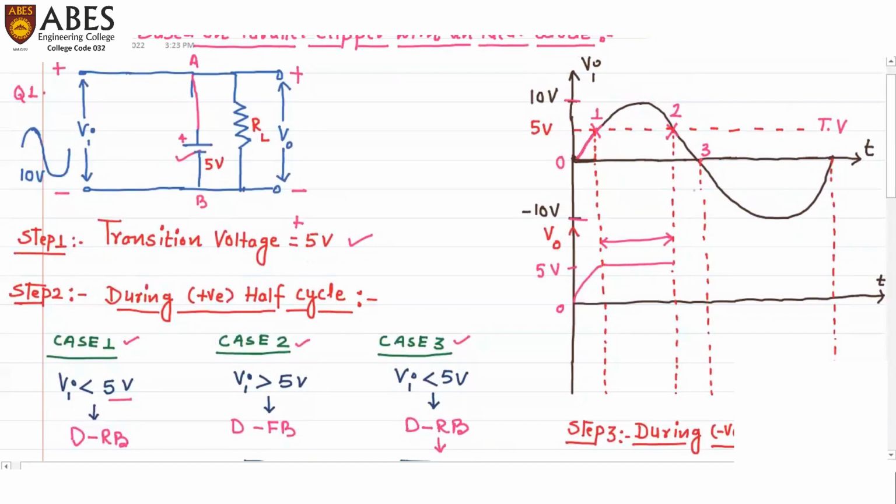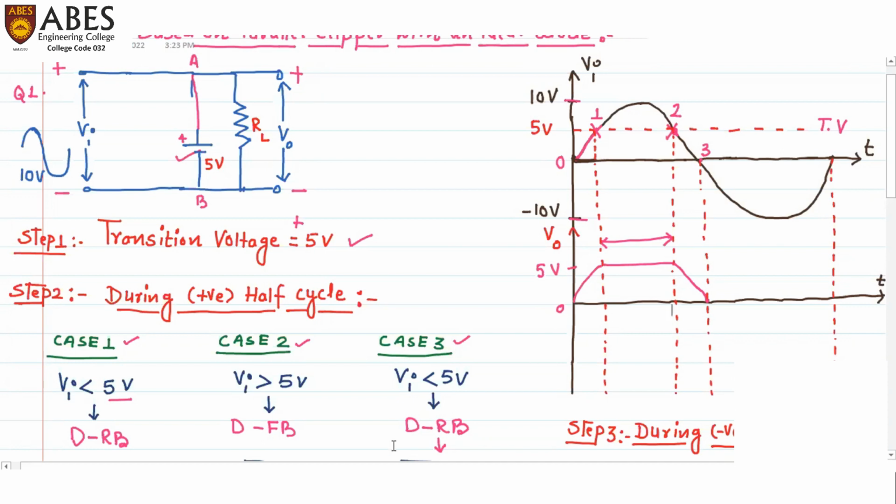If you see the input waveform, case number 3 corresponds to the portion between point 2 and point 3. So the input starts from point number 2 and ends at point number 3. Or in other words, during case number 3, the input starts from 5 and ends at 0 volts. Similarly, the output will start from 5 volt and end at 0 volt. So this is the output corresponding to case number 3. This is how we can calculate V naught during the complete positive half cycle.